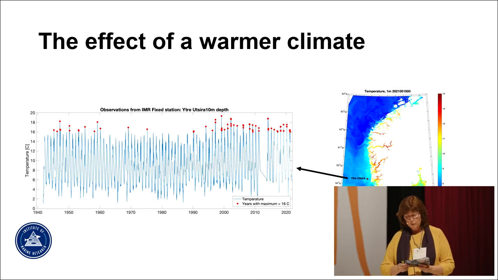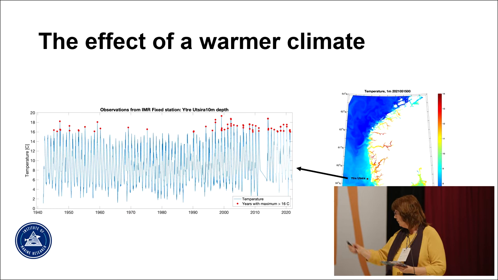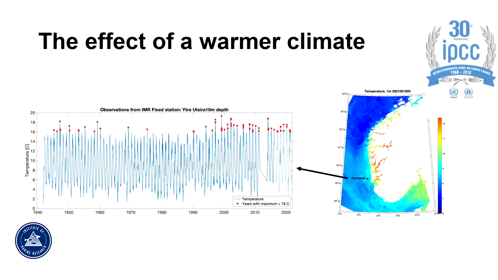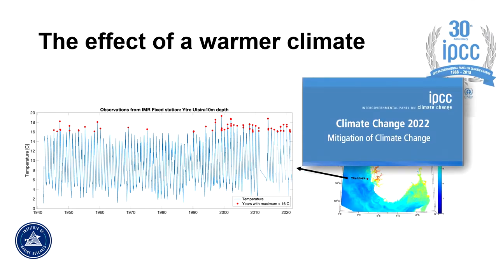Here is an example from one of those stations in the left panel, and the position is in the right panel. And I have marked temperatures which are measured and which are above 16 degrees with the red stars. And as you can see, there are some warm summers in the beginning of the time series, and then occasionally in the second half of the last century, but the frequency has clearly increased, indicating a warming of the coastal water in Western Norway. And as concluded in the IPCC reports, it is likely that the temperature will continue to increase even further in the coming years.